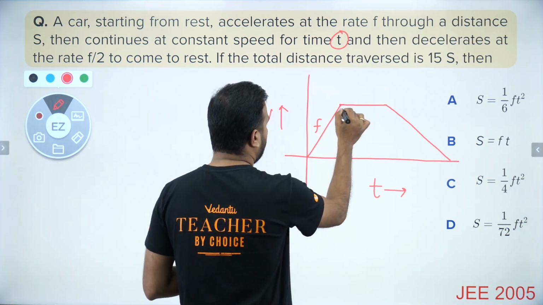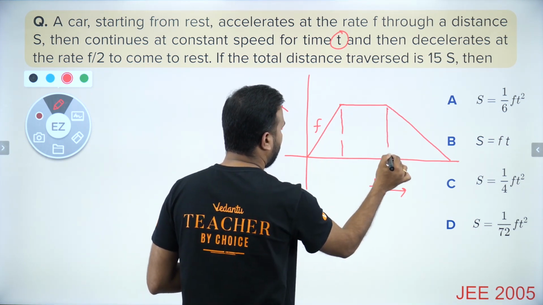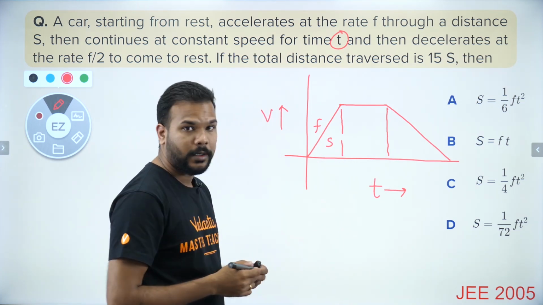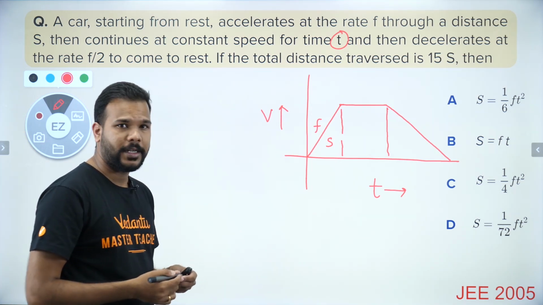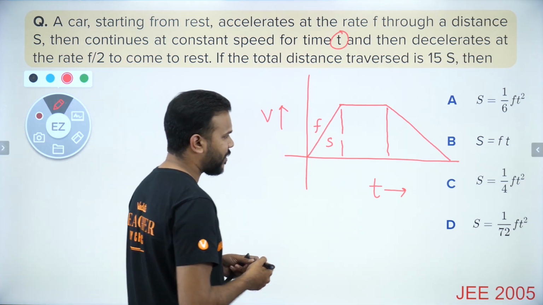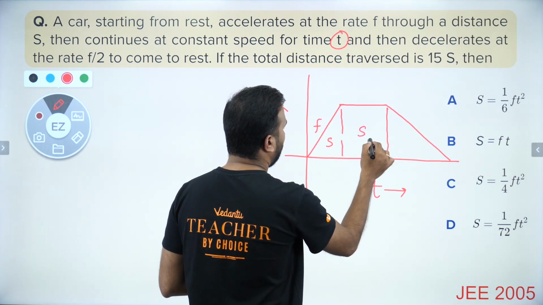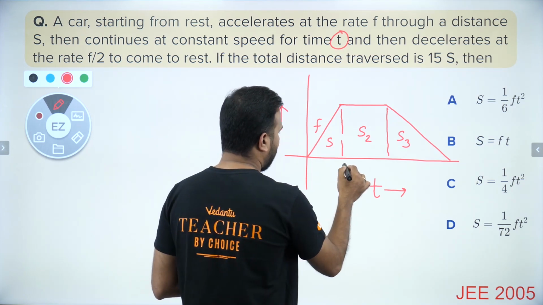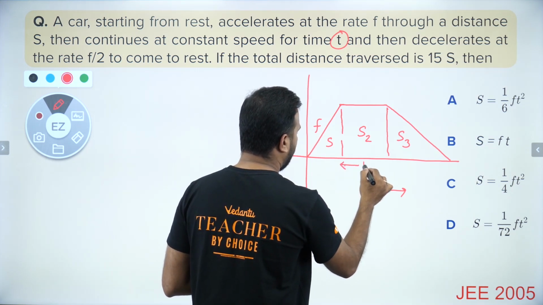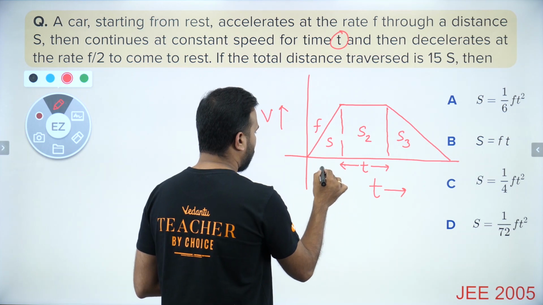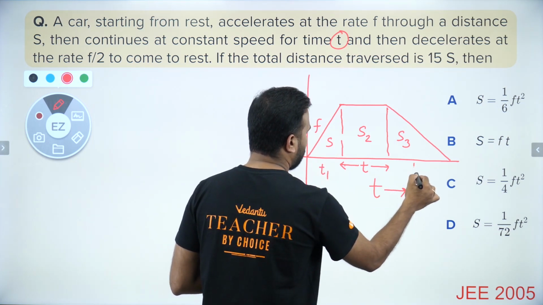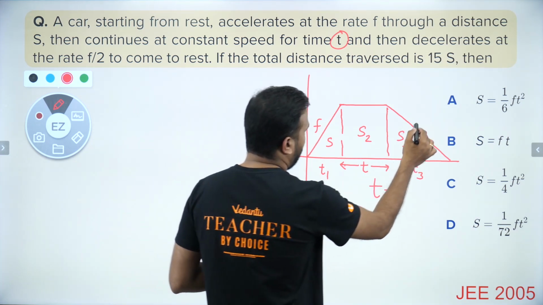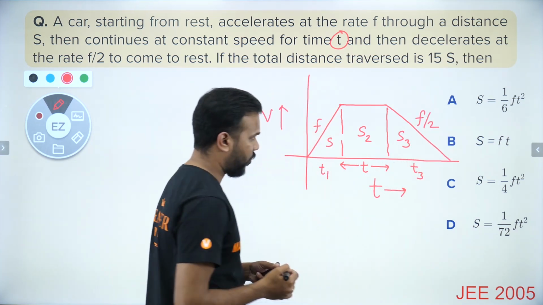Okay guys, let's have a look at what is mentioned here. The area of this triangle gives you the displacement in this case, because the direction is not changed, so distance is also going to be the same. Let's call these S1, S2, and S3. Apart from that, what is given is the time taken in the different parts of the journey. Let's call them T1 and T3. T2 is T. And this last part has f by 2 as the deceleration rate.